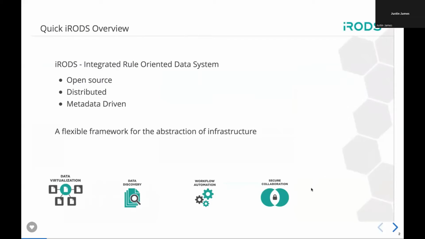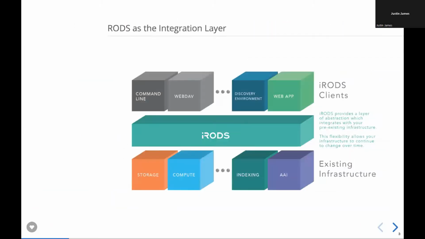And it has basically four main components to it: data virtualization, data discovery, which is the metadata part, workflow automation, which is a rule engine, and secure collaboration. And I will go over each of those in the next couple of slides.